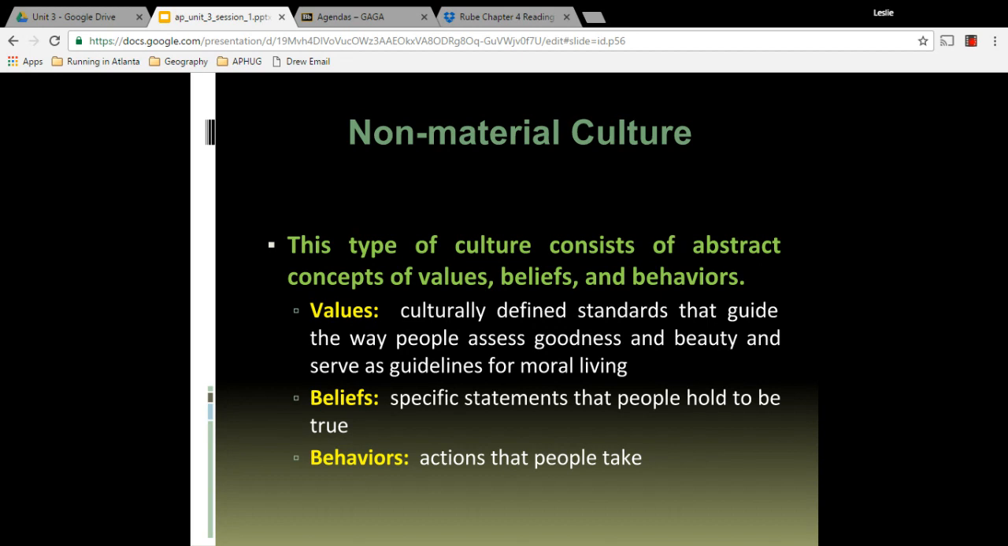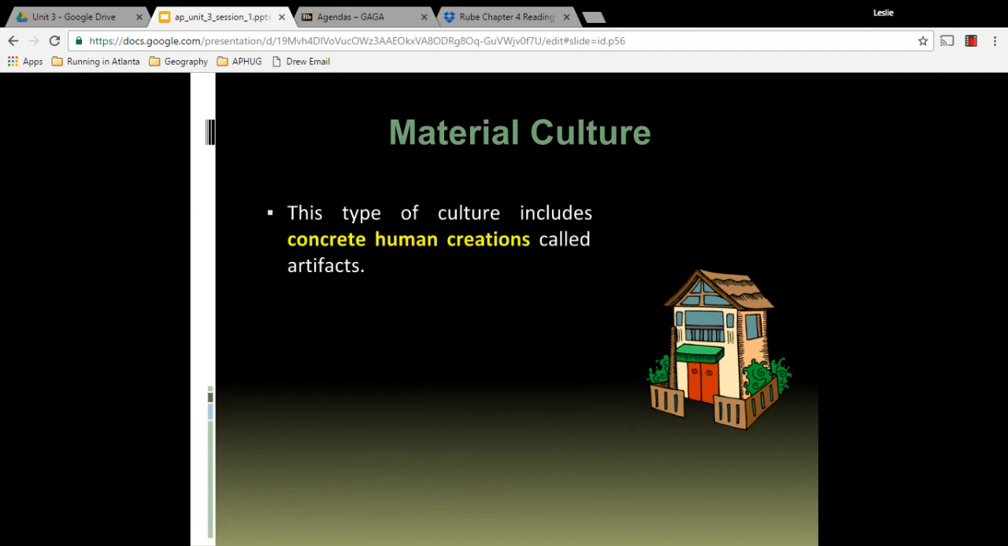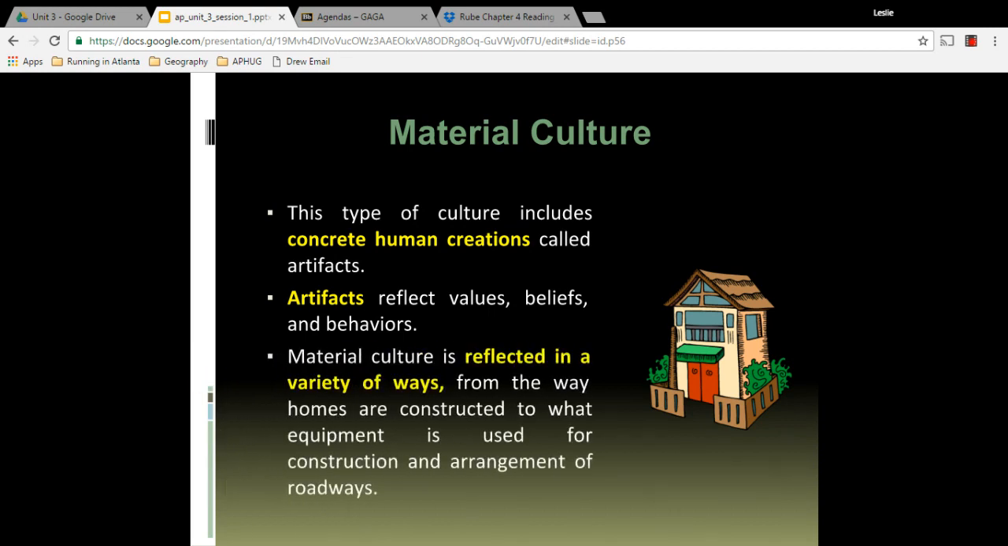Material culture. This type of culture includes concrete human creations called artifacts, so basically things you can touch. Artifacts reflect the values, beliefs, and behaviors, so artifacts will reflect the non-material culture. Material culture is reflected in a variety of ways, from the way homes are constructed to what equipment is used for construction and the arrangement of roadways.